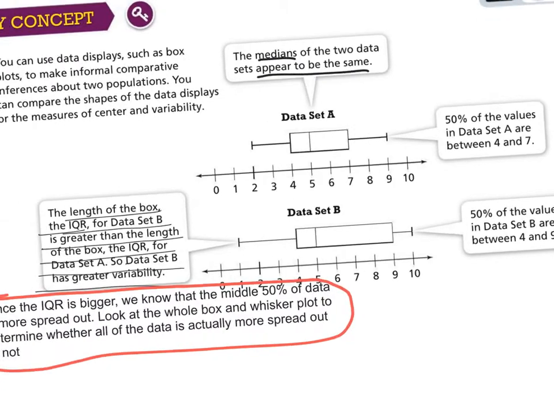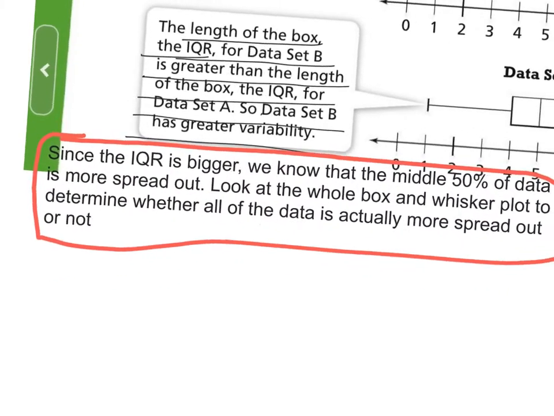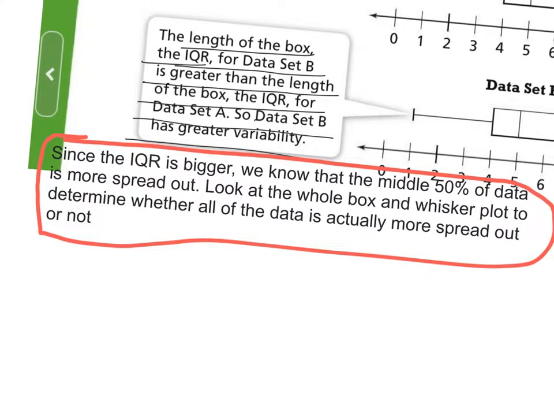Besides that, we can even look at the whole box and whisker plot. Okay, and this is just a note I made here. Interquartile range is bigger, so we know the middle 50% of the data is more spread out. But we want to look at the overall as well. Okay, so set B, middle 50% is more spread out. Overall, we look at this for the range, overall range. Set A, we would do 9 minus 2, has a range of 7. Set B, 10 minus 1 has a range of 9. So besides the middle 50%, even overall, data set B is more spread out.